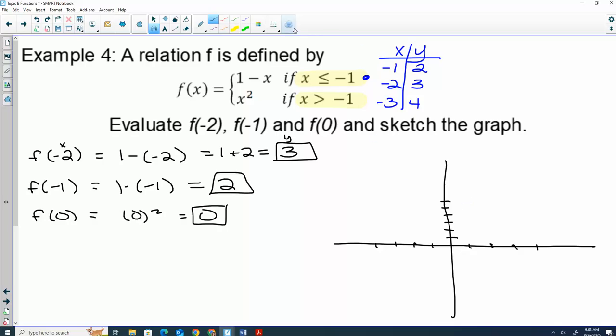But that's just the first point. So -1, 2 is a closed circle. And then everything else is as well. So -2, 3, -3, 4. So it started here. We continued for everything less. Again, I know I'm going to the left only because it started at -1 and the x's were smaller than that.